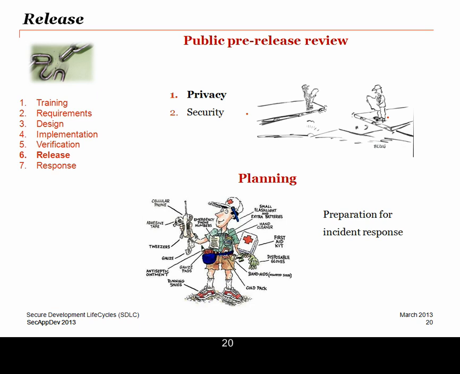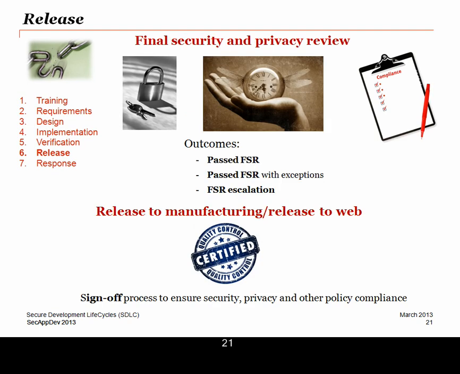Now when the product is almost being shipped, they see how much we've reached. What are the problems still available? And is it feasible to ship or not? This is part of the final security review, and only when that is passed will they actually release the code.